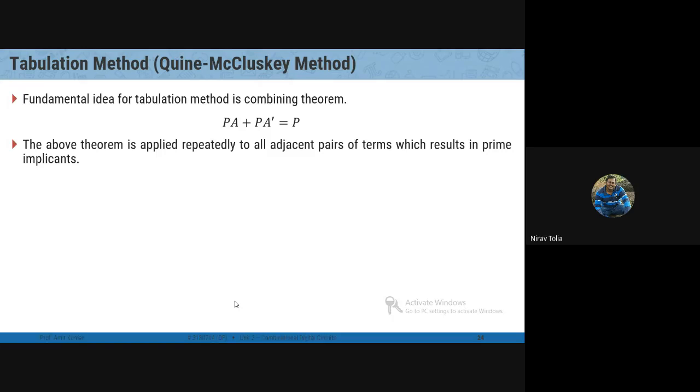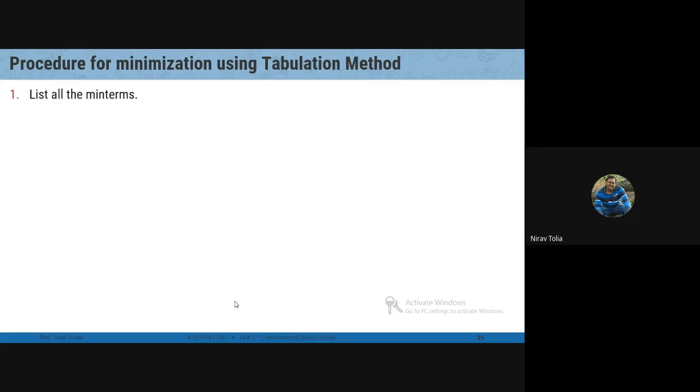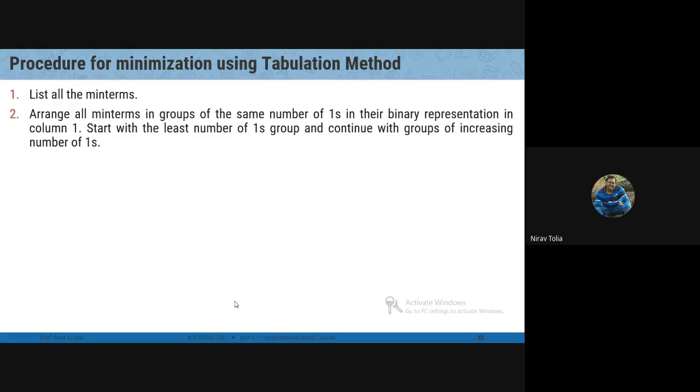Now, let's start the rules for the tabulation method. Suppose in the given example we have a number of min terms. We have to list out all the min terms, and then arrange them in groups by the same number of ones.